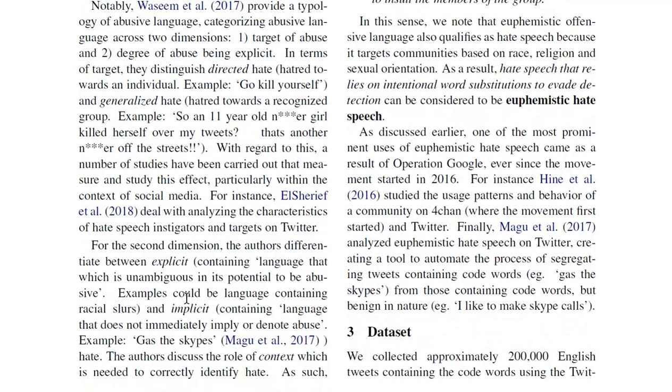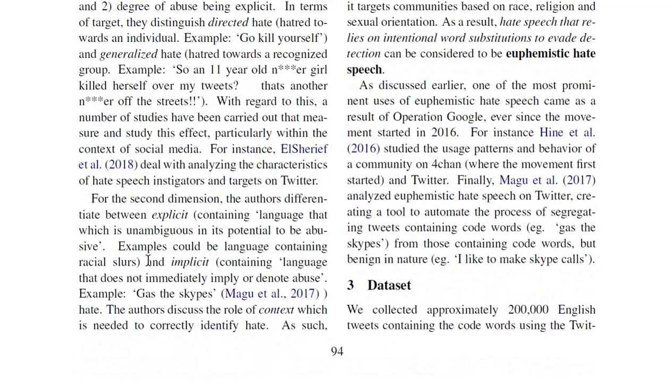For instance, ElSherief et al. deal with analyzing the characteristics of hate speech instigators and targets on Twitter. For the second dimension, the authors differentiate between explicit, containing language that is unambiguous in its potential to be abusive, for example language containing racial slurs, and implicit, containing language that does not imply or denote abuse. For example, this. The authors discuss the role of context, which is needed to correctly identify hate.